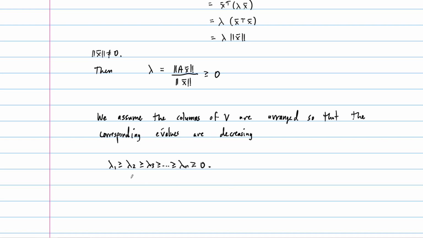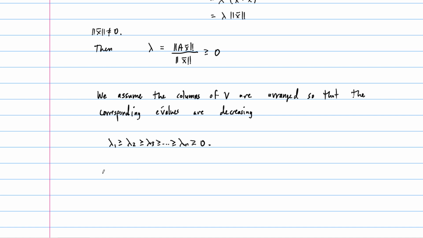And then what we do is we define our singular values to be the square roots of these. So now we define sigma i to be the square root of lambda i. So these are our singular values. So the singular values are the square roots of the eigenvalues of the matrix A transpose A.